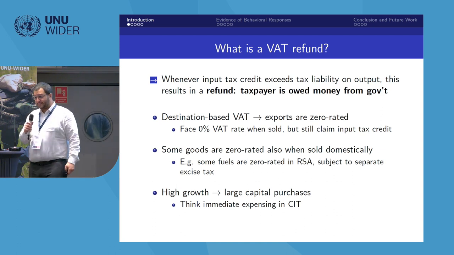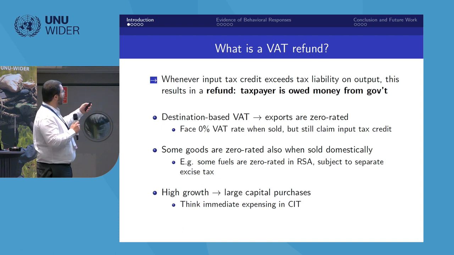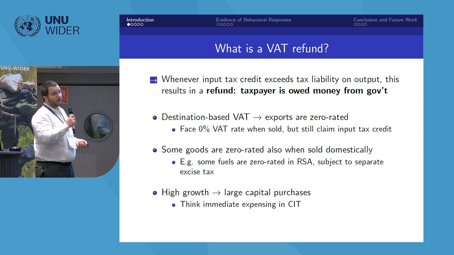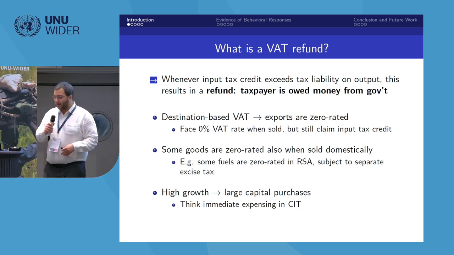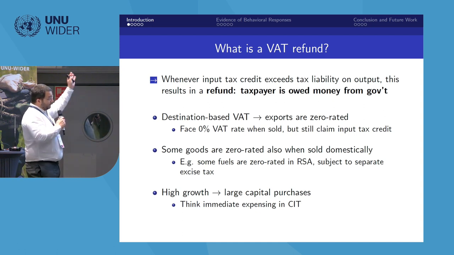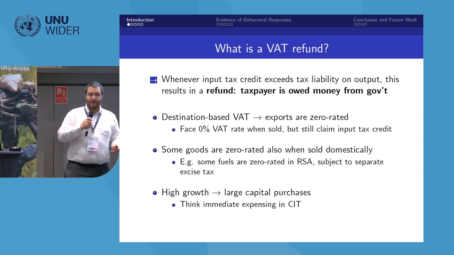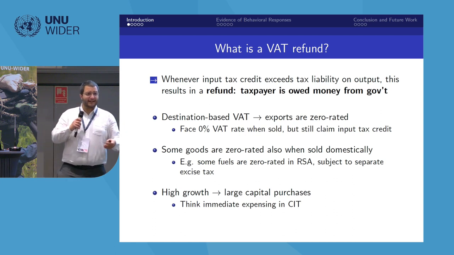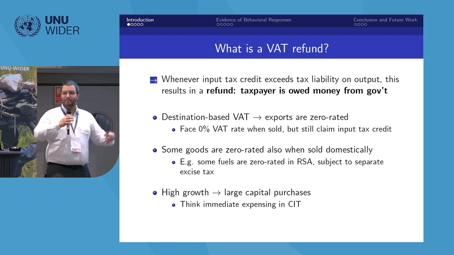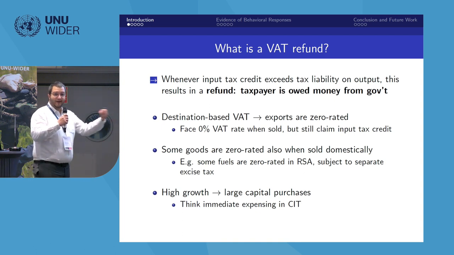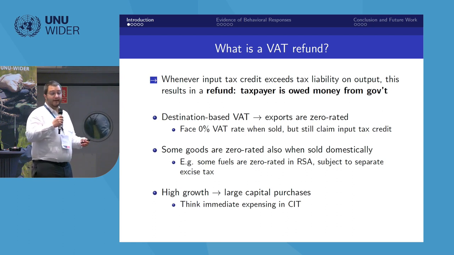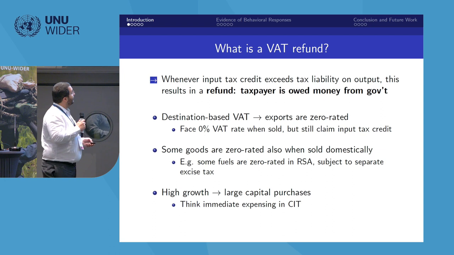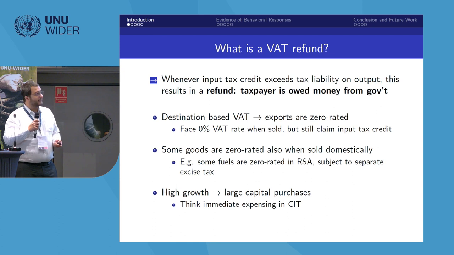negative VAT liabilities. Same goes for, you know, a lot of countries have goods that are zero rated, even when they're sold domestically, in which case the story is very similar. And finally, you might have years or tax periods in which you have particularly high expenses, say because of a big lumpy investment, in which case that can also result in a situation where your input tax credits exceed the liability on your output. You can think of this as immediate expensing in a corporate income tax system.